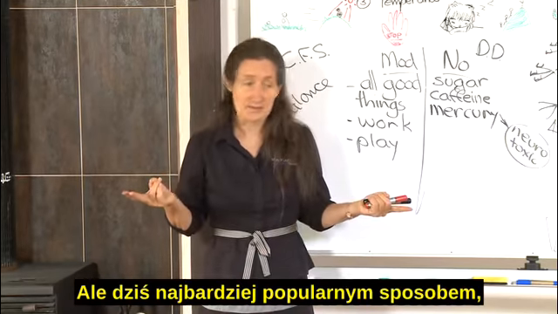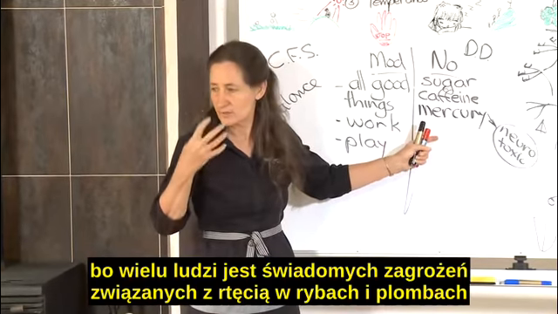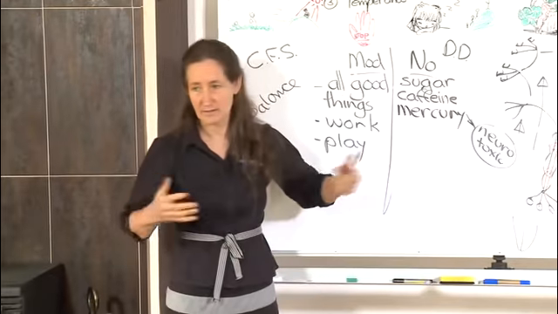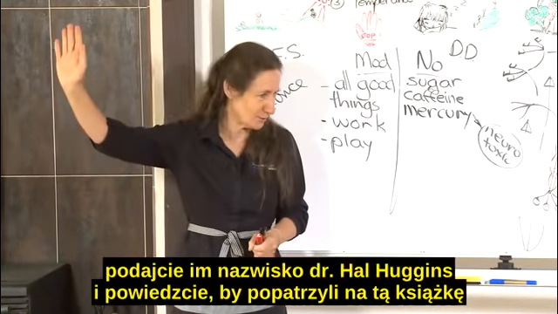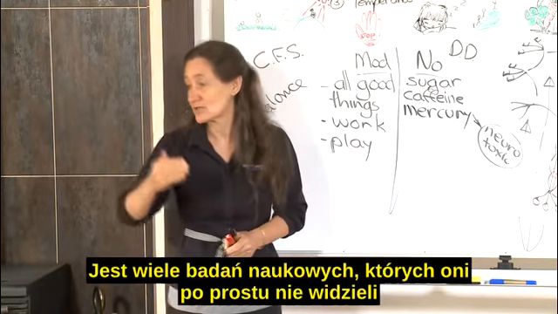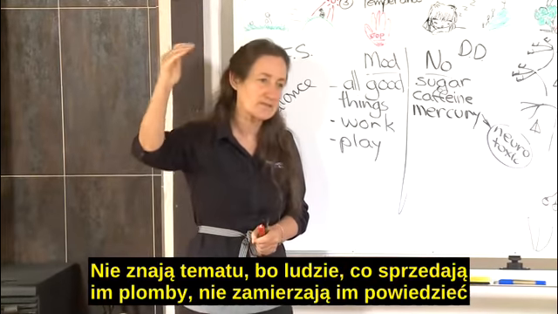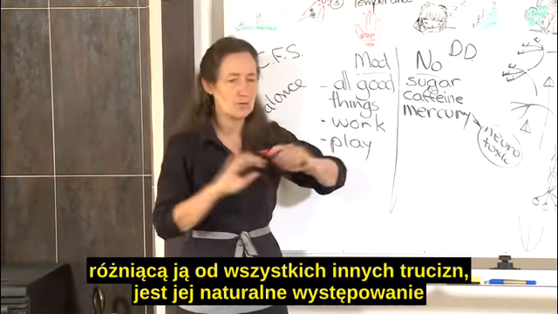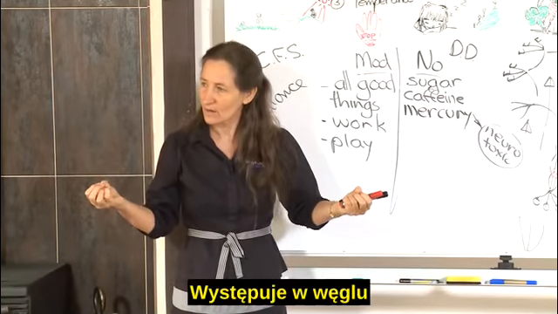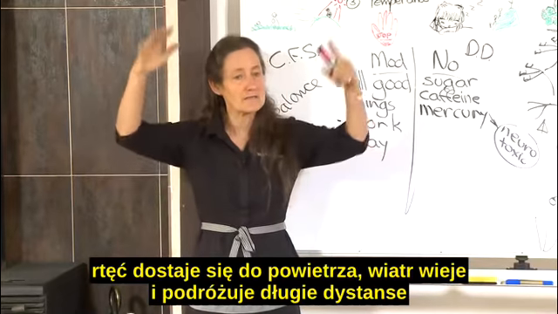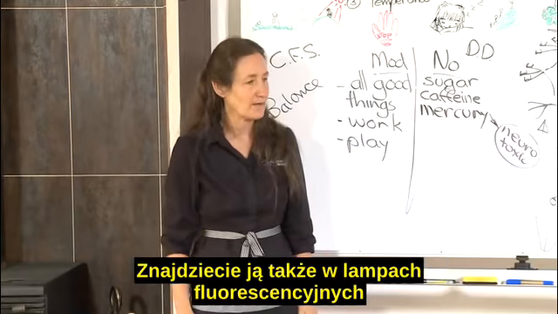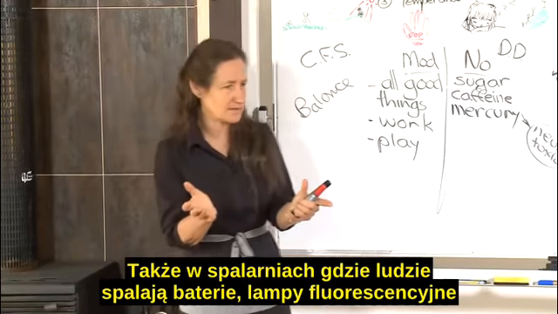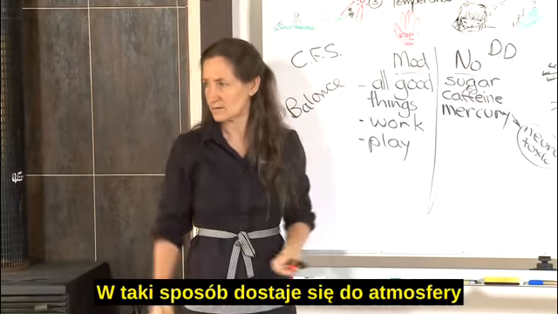But you know the most common ways today, because a lot of people are aware of the danger of mercury in fish and in the mercury fillings, a lot of people are getting their fillings removed. If the dentist said there's no proof to show there's anything wrong with it, just give them the name Dr. Hal Huggins and say, have a look at this work. A lot of scientific research to show it. They just have not seen it. They do not know it because the people that sell them the mercury fillings are not going to tell them about it, of course. But you see, the other thing about mercury, which is different to all other poisons, it's naturally occurring. And it's in coal. So in the coal burning fires, the mercury goes into the air and the wind goes and it can travel for a long way. You'll also find it in fluorescent lights. So in incinerators where people are burning batteries, fluorescent lights, and some paints have mercury in it, that's when it gets into the atmosphere.